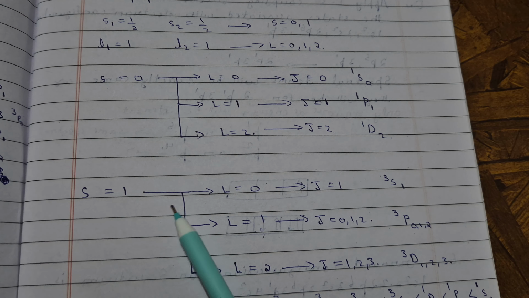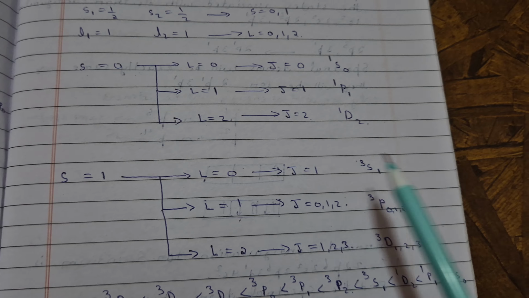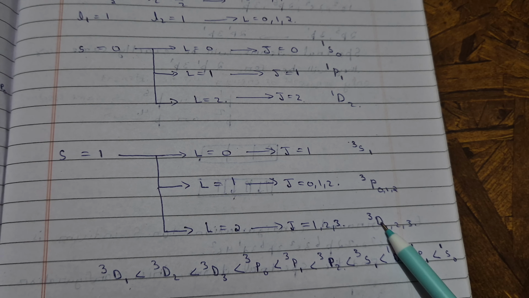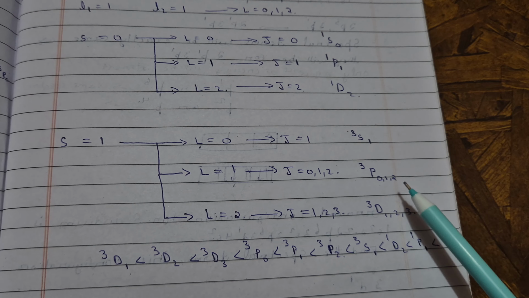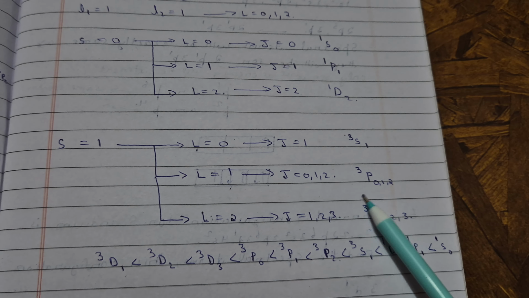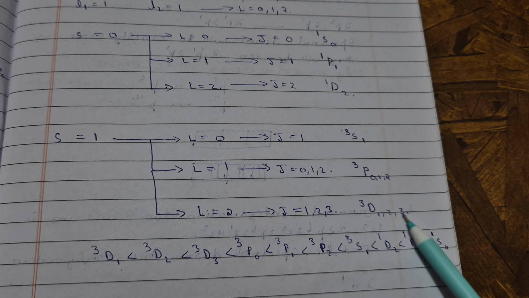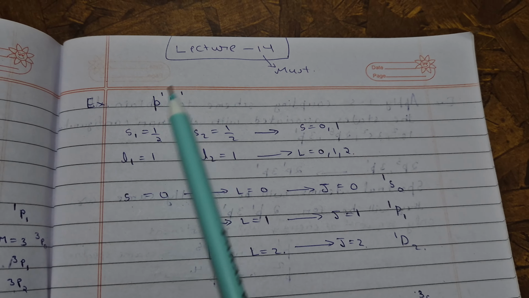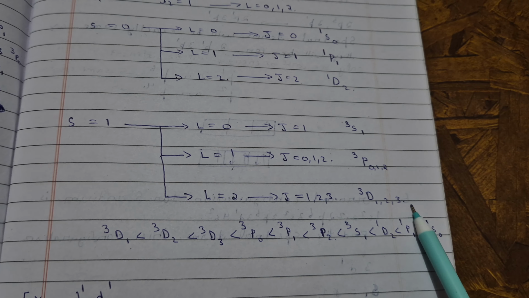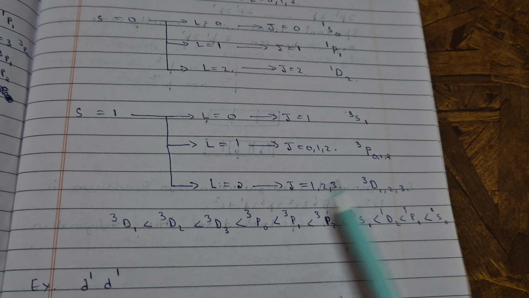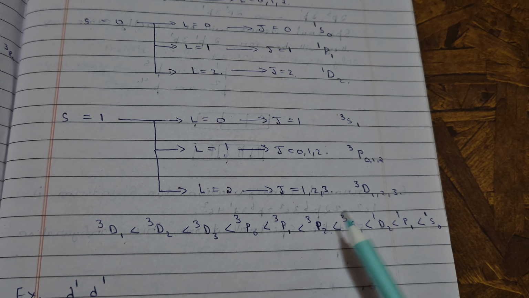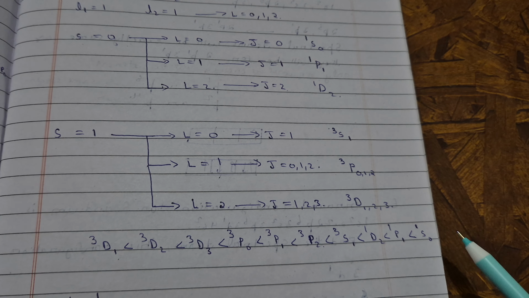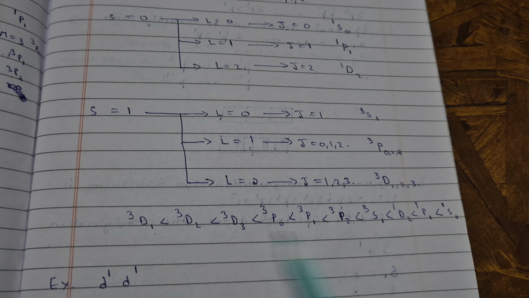Now, the higher the value of multiplicity, the lower the energy. So the triplet terms will have lower energy as compared to the singlets. Now in this, the term which has the higher L will have lower energy. So this will have the lowest energy, and in this there are three terms. The lower the value of J, the lower the energy, because this is less than half filled. So 3D1, 3D2, 3D3, that's how it will go, and then 3P0, 3P1, 3P2, then 3S1, and then these three terms, 1D2, 1P1, 1S0. So that's how you can arrange them.